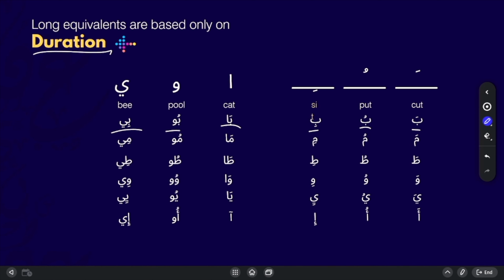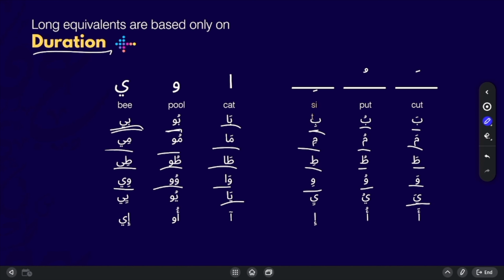Ba, ba, bu, bu, bi, bi. Ma, ma, mu, mu, mi, mi. Ta, ta, tu, tu, ti, ti. Wa, wa, wu, wu, wi, wi. Ya, ya, yu, yu, yi, yi. A. Remember the tilde? U, i, i.